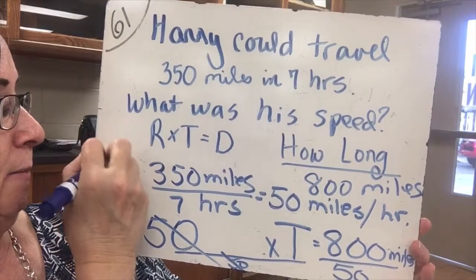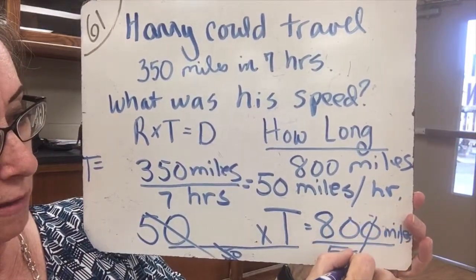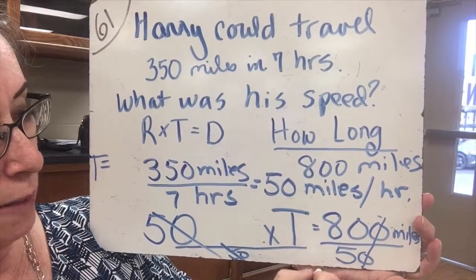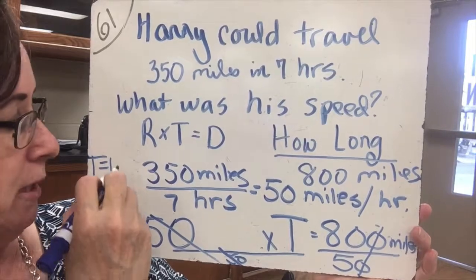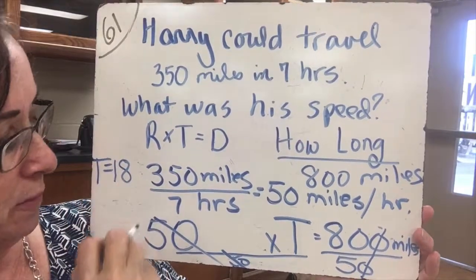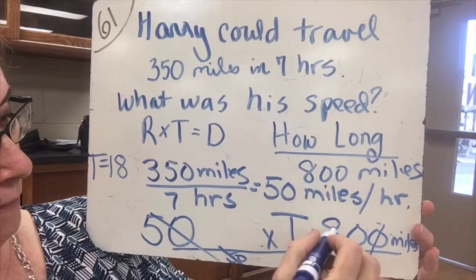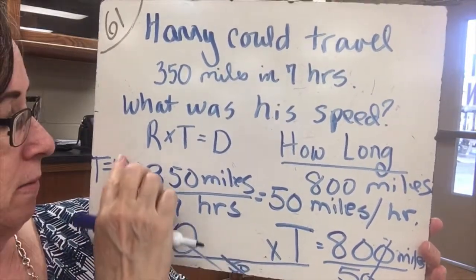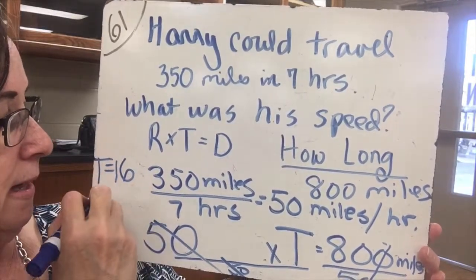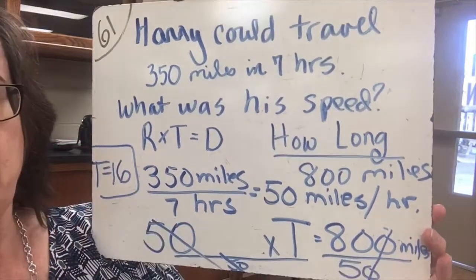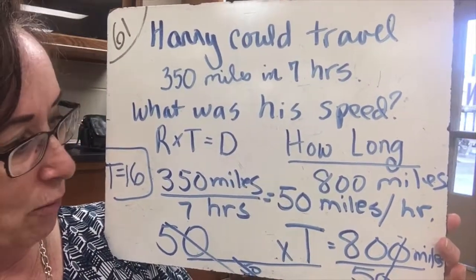So time equals, and then over here, my zeros cancel, and 80 divided by 50 is going to go... Let's check it. 8 divided by 5 is 1, 30, 16 times. I knew that. Okay, so time is 16 hours.